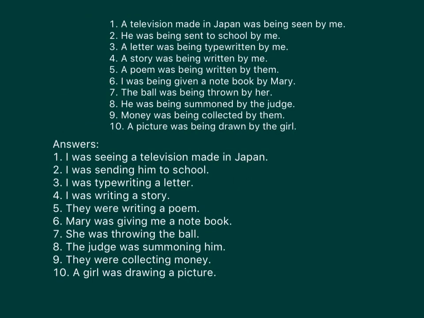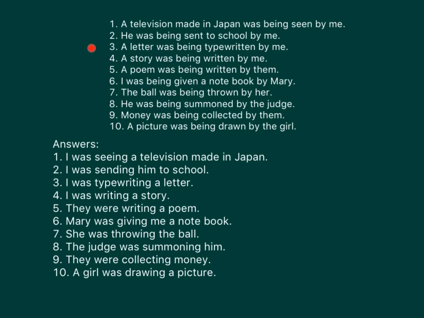Here are the answers. Number 1, passive voice. A television made in Japan was being seen by me. Active voice. I was seeing a television made in Japan. Number 2, passive voice. He was being sent to school by me. Active voice. I was sending him to school.